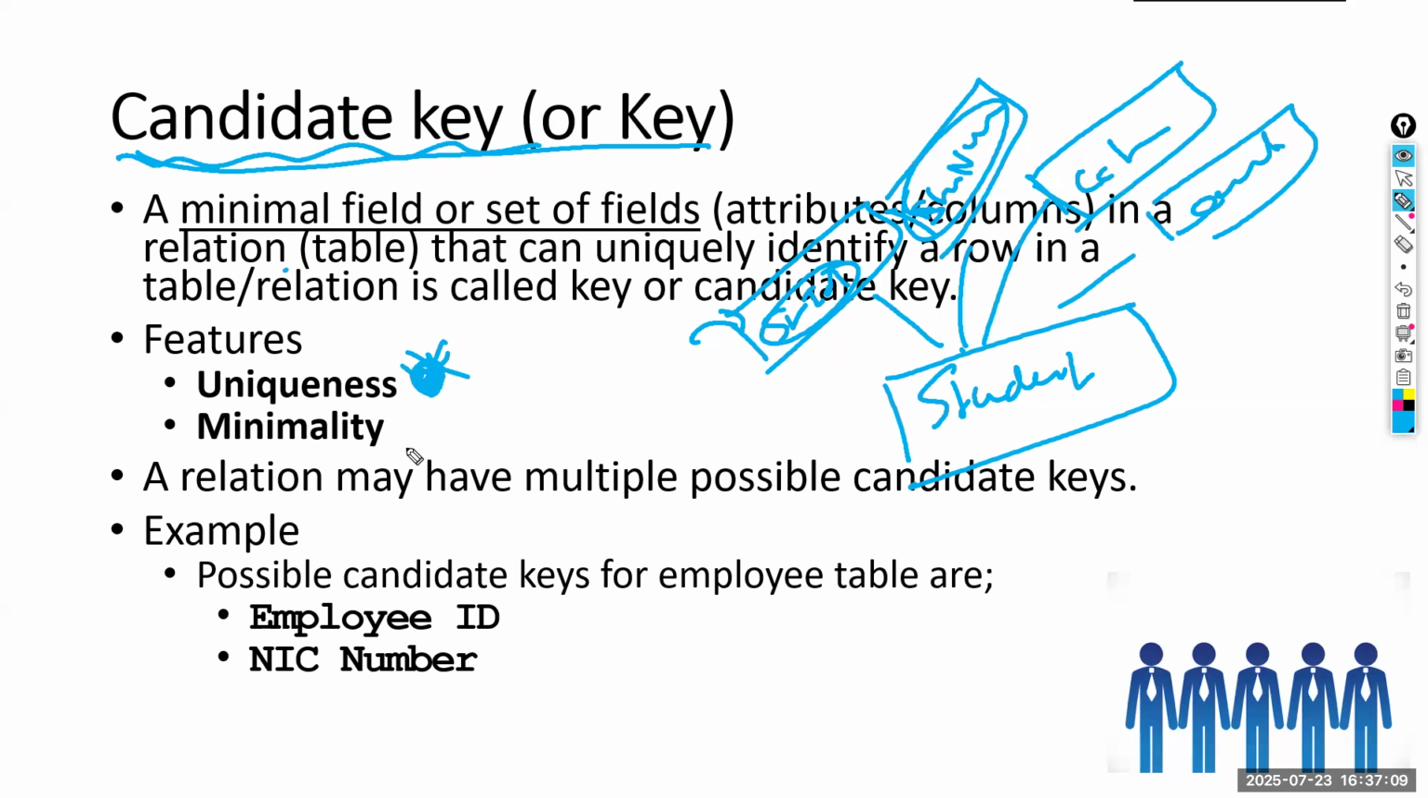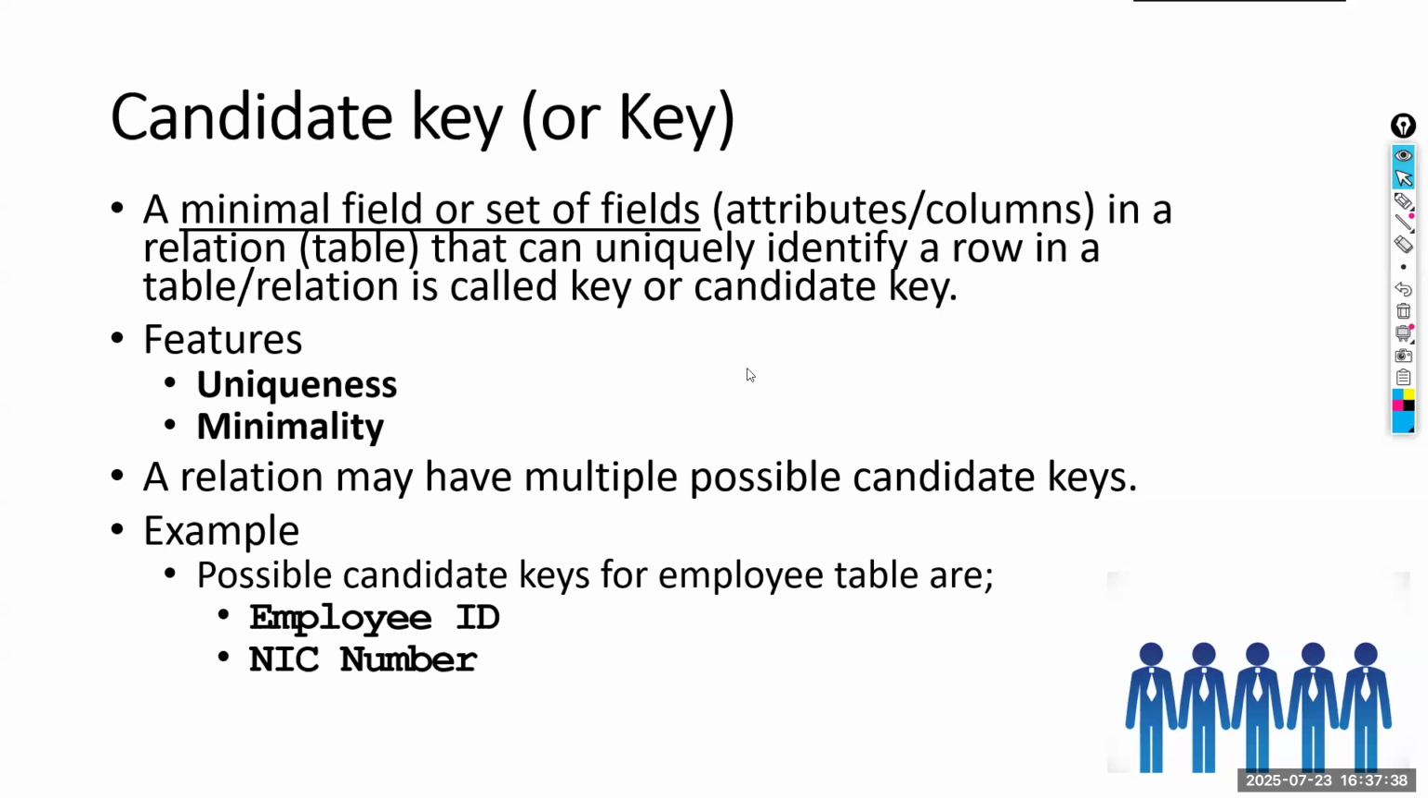It must be unique and it must be minimal. So it must not have additional fields which are not necessary for it to become the primary key. You call it minimality, minimum. It must uniquely identify a record, and that combination or the key field must be the minimum. So then it's a candidate key, like employee ID, NIC number, order number, possibilities.